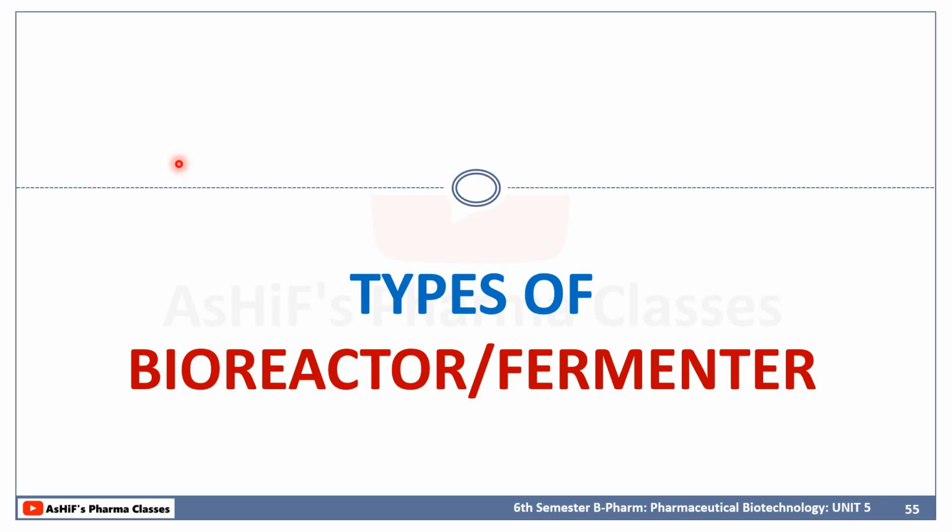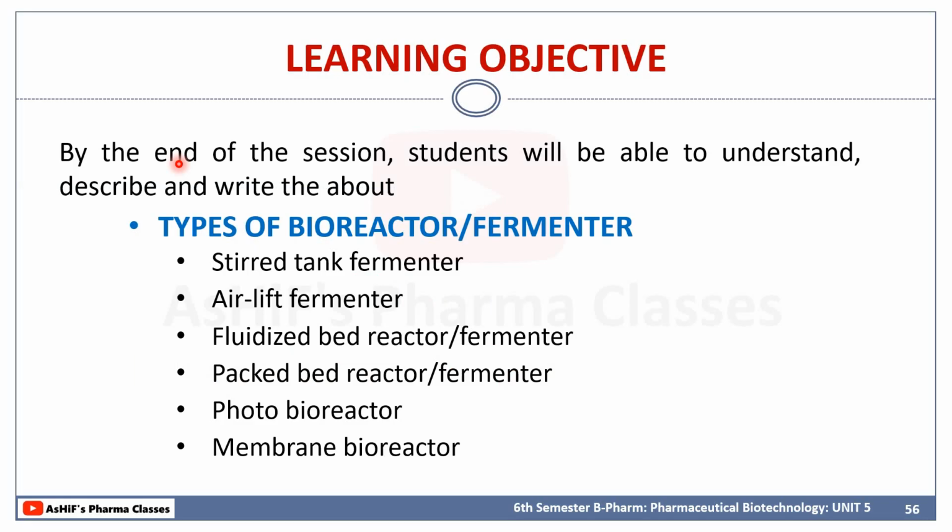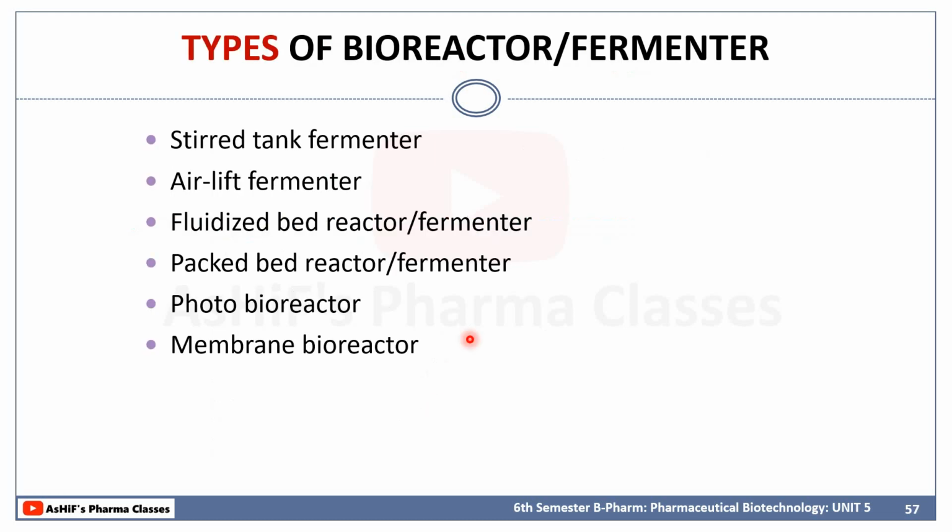Now coming to the type of bioreactors or fermenters which is used. This is the learning objective. After the session, you will be able to understand, describe, and write about the different types of fermenters, like stirred tank fermenters, airlift fermenters, fluid bed bioreactor, packed bed reactor, photobioreactors, and membrane bioreactors.